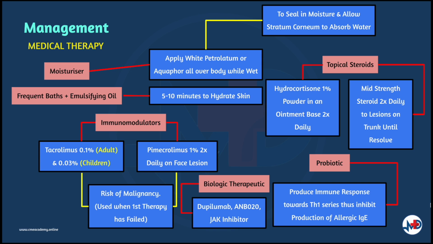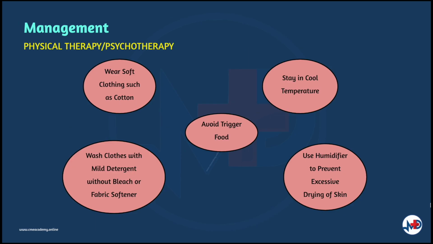Probiotics have been found to be effective as bacterial products may induce an immune response of the Th1 series instead of Th2 and could therefore inhibit the development of allergic IgE antibody production. Individuals with atopic dermatitis are encouraged to wear soft clothing such as cotton to avoid exacerbating the symptoms. Staying in cool temperature is helpful and usage of humidifier helps to prevent excess drying of the skin. In addition, their clothes should be washed in mild detergent with no bleach or fabric softener. If trigger food has been identified, patients should avoid it diligently.